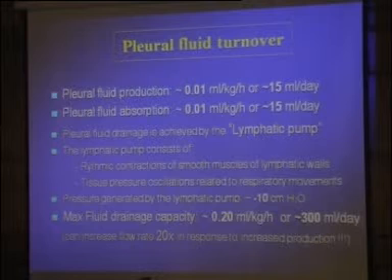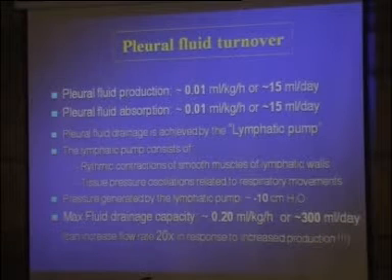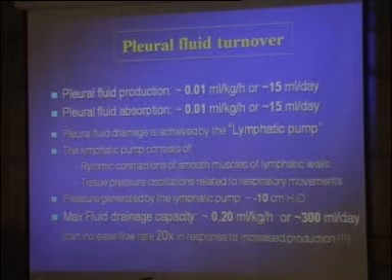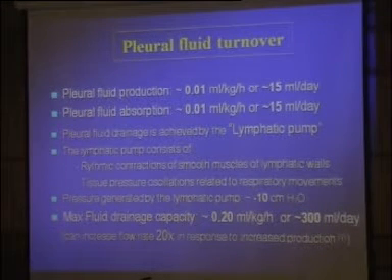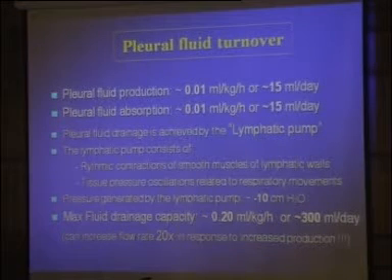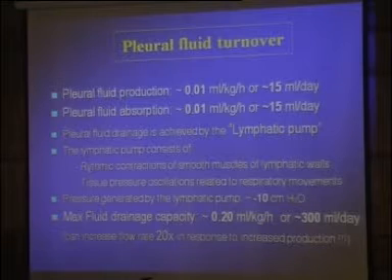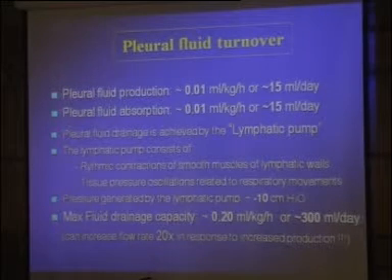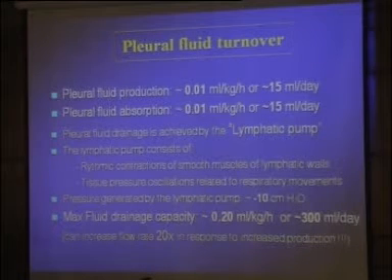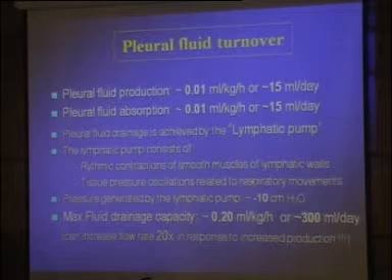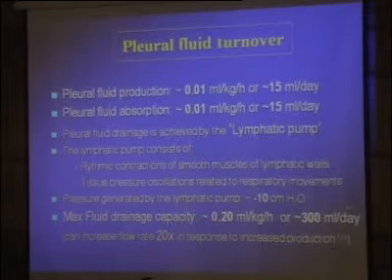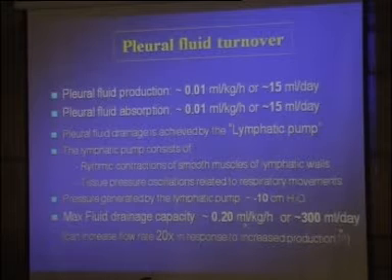And pleural fluid then, to summarize, drainage is achieved by the lymphatic pump. It's a lymphatic pump because it consists of rhythmic contractions of small muscle of lymphatic walls, and also a tissue pressure oscillation related to respiratory movements, which is very important. There is a valve at the beginning of the lymphatic vessels which allows the lymphatic fluid to progress inside, generating a negative pressure of around 10 centimeters of water. And the maximum fluid drainage capacity is around 300 milliliters per day.